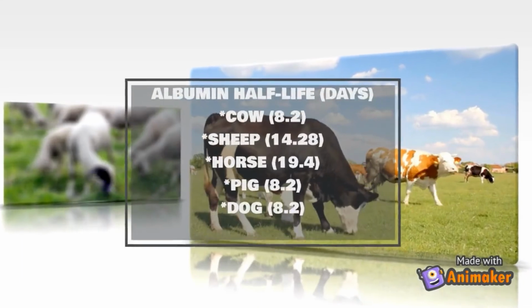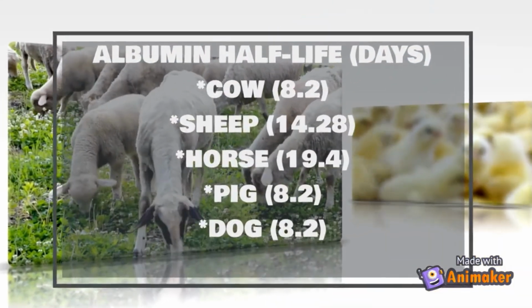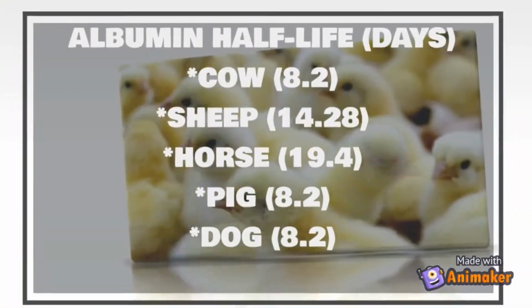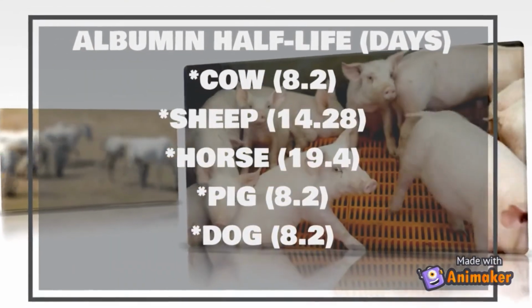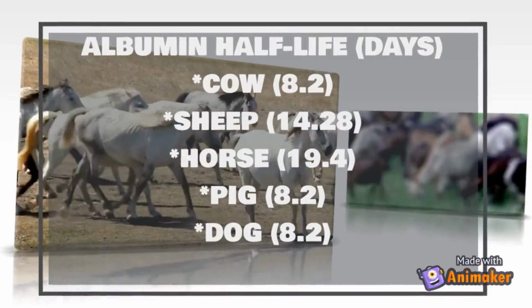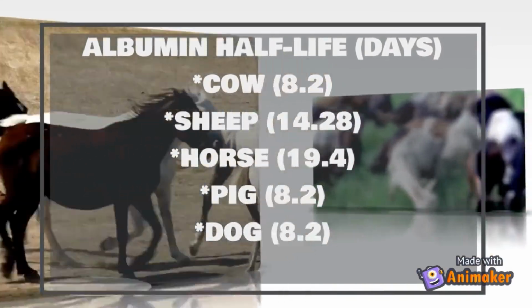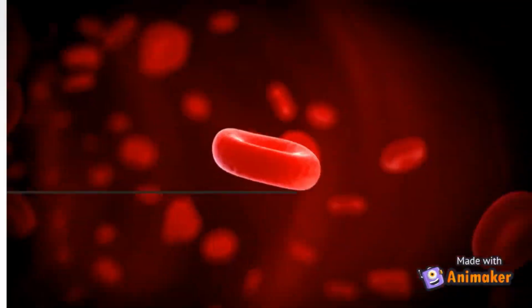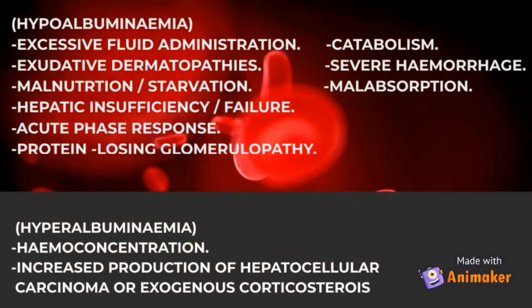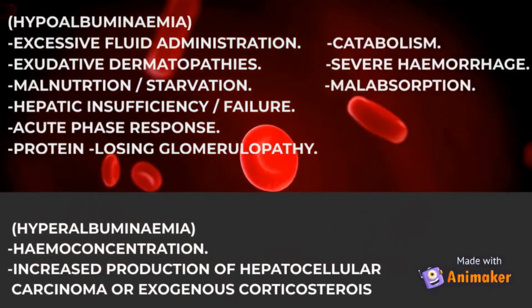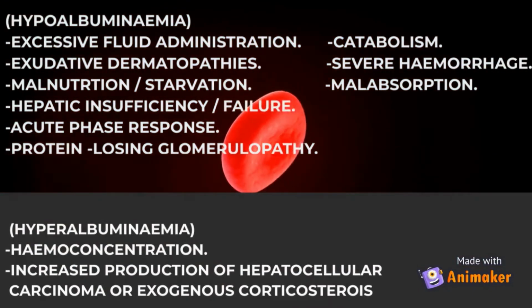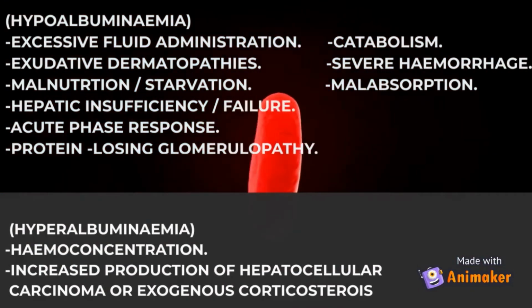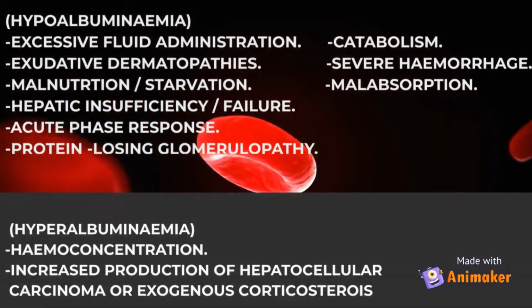Here are a few examples of albumin half-life in different animals. Cow 8.2 days, sheep 14.28 days, horse 19.4 days, pig 8.2 days, and dog 8.2 days as well. In some situations, there may be a decrease or increase in albumin levels. It is termed hypoalbuminemia and hyperalbuminemia. The factors are as follows.